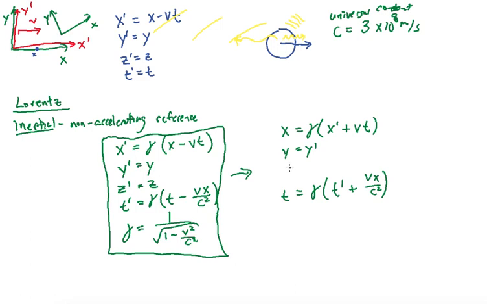This still equals y prime. Z still equals z prime. This would be the inverse version of them. Gamma would stay the same for that, but this would be the inverse versions of that coordinate system transformation, of these Lorentz transformations.